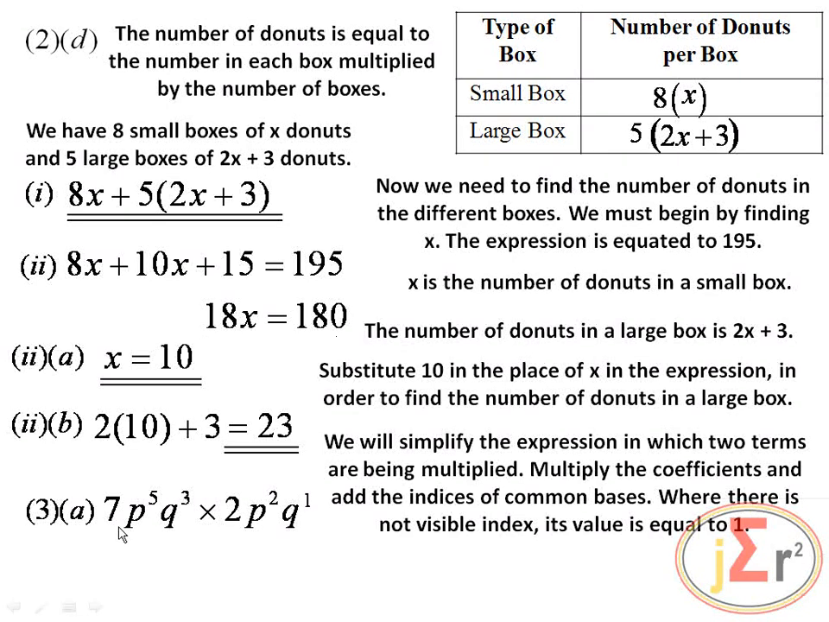Now for multiplication, we multiply the coefficients. And do not forget that when we multiply expressions or numbers that have the same base, we add the indices. So we will have 2 times 7, and for the indices of P we have 5 and 2, those will be added, and for the indices of Q we have 3 and 1, those two will be added. 7 times 2 is 14, then we have 5 plus 2 is 7 and 3 plus 1 is 4, and that is all there is to it.